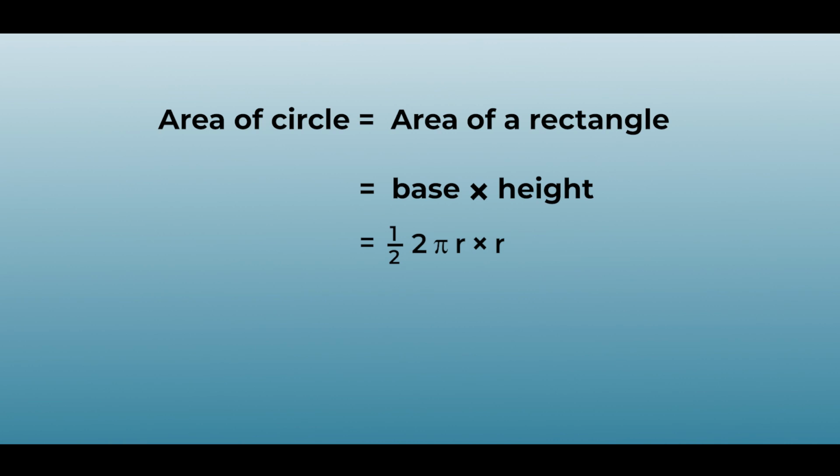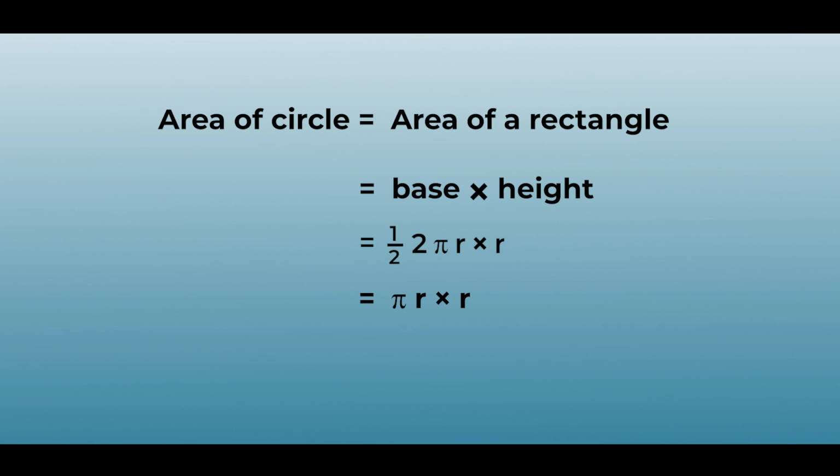Now here, you have to remember the formula to find the circumference of a circle. The circumference of a circle is 2 pi times r. Now here we know that the base of the rectangle is half the circumference of the circle. So we take half of the circumference of the circle, and then we get base is equal to pi r. Okay, we get the base is equal to pi r.